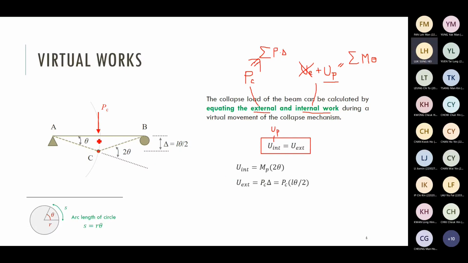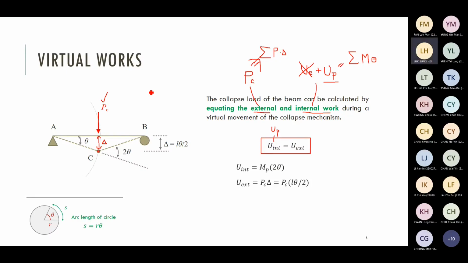What is the external work? Maybe I talk about the one due to force first. We have only one external force, P, on this structure. When you calculate the work due to this force, you have to find the displacement directly along the force, delta. P times delta gives you the work done due to P at C. Then how to find delta?